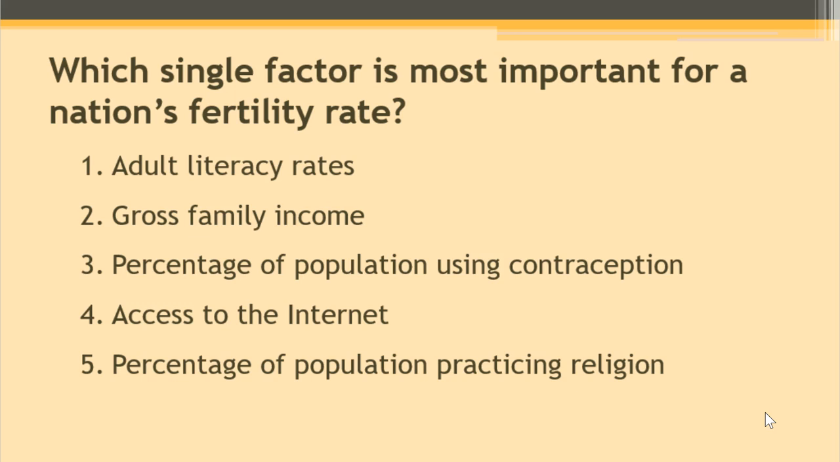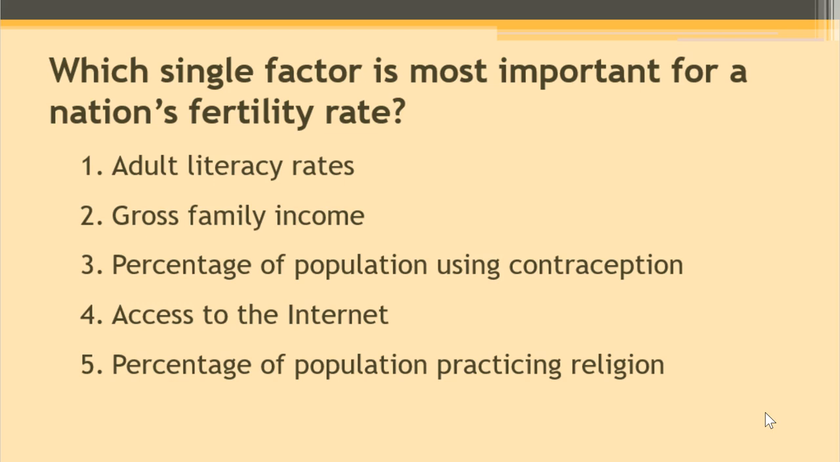All right, so which single factor is most important for a nation's fertility rate? The adult literacy rate, so education, the gross family income, so about having jobs, the percent of the population using contraception, access to the internet, which gives you information, or the percentage of the population practicing religion, which often gives guidelines about childbirth. Well, it's actually the obvious one in this case. And by the way, not everything you read on the internet is true. The percentage of the population using contraception actually is the single most important factor for a nation's fertility rate.